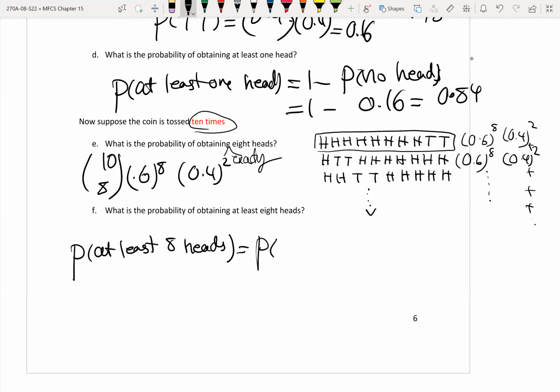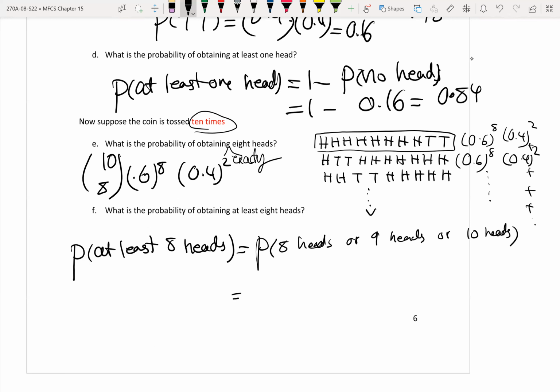Would the complement be at most 2 heads? You do 1 minus at most 2 heads, or would that not work? Oh, you mean 2 tails? So at least 8 heads. But if we also solved that for 9 heads and 10 heads and summed it, would that be the way to go? That's one way to go.